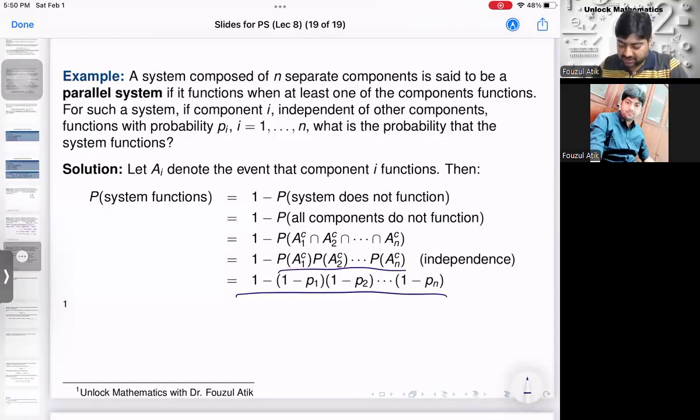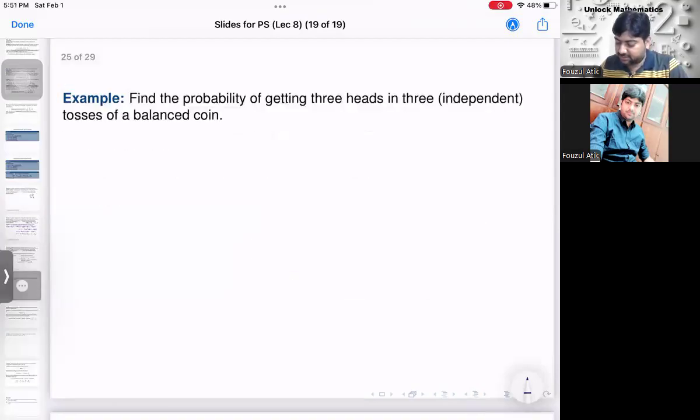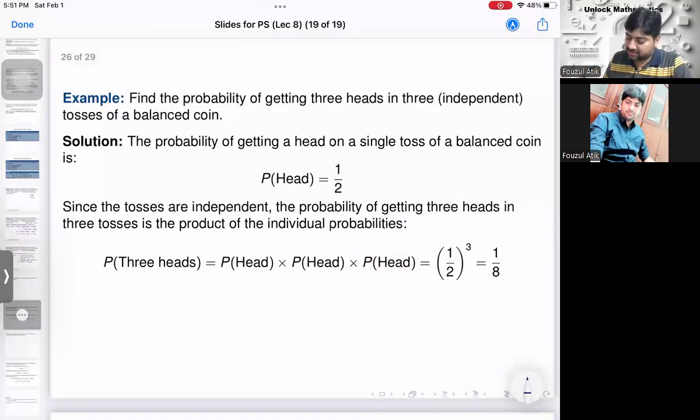Okay, let me move to the next example. Now, these are very easy examples. Find the probability of getting 3 heads in 3 independent tosses of a balanced coin. How can we do that? You have to do it consecutively. First, the probability of getting 1 head is 1 by 2. In the second toss, again to get another head, it is 1 by 2. Third case, again it is 1 by 2, because all of them are independent. So the answer for 3 heads is P of head times P of head times P of head, which is (1 by 2) whole cube.